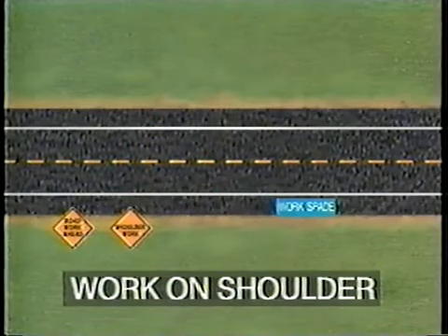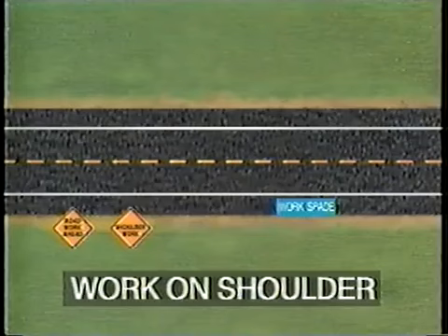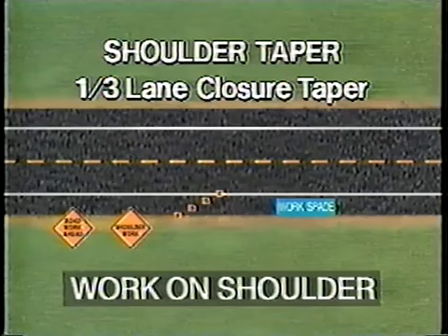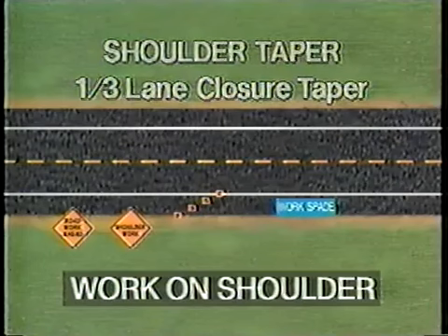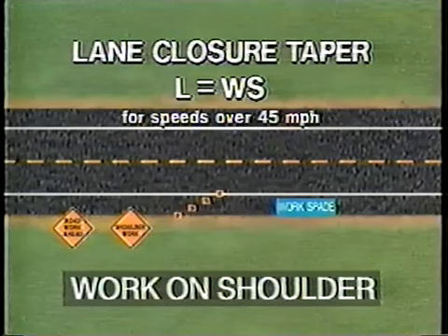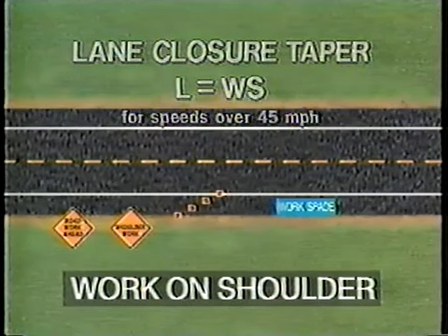If a shoulder closure is involved, a transition area should be used. The length of the taper should be 1/3 of the lane closure taper length. In this case, the shoulder width is used for the formula instead of lane width. Remember that the lane closure taper length is the product of the lane width and posted speed limit for speeds over 45 miles per hour.